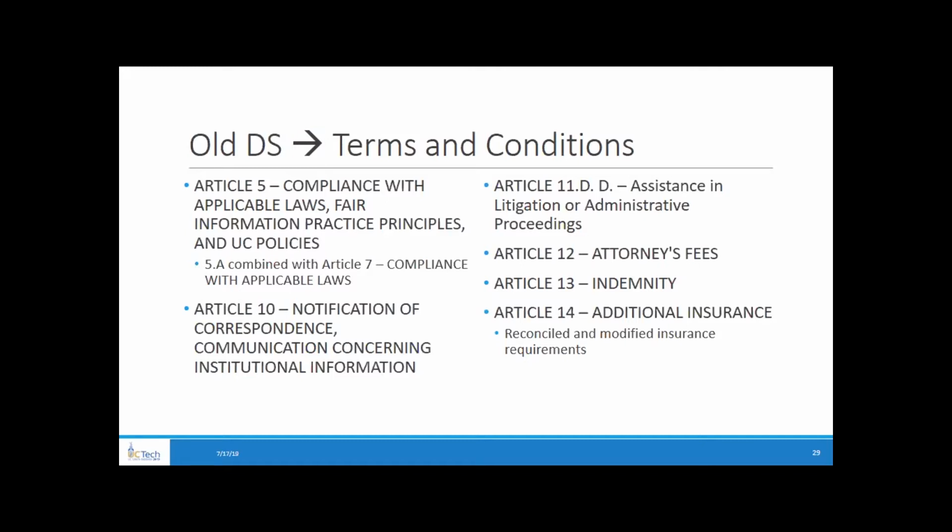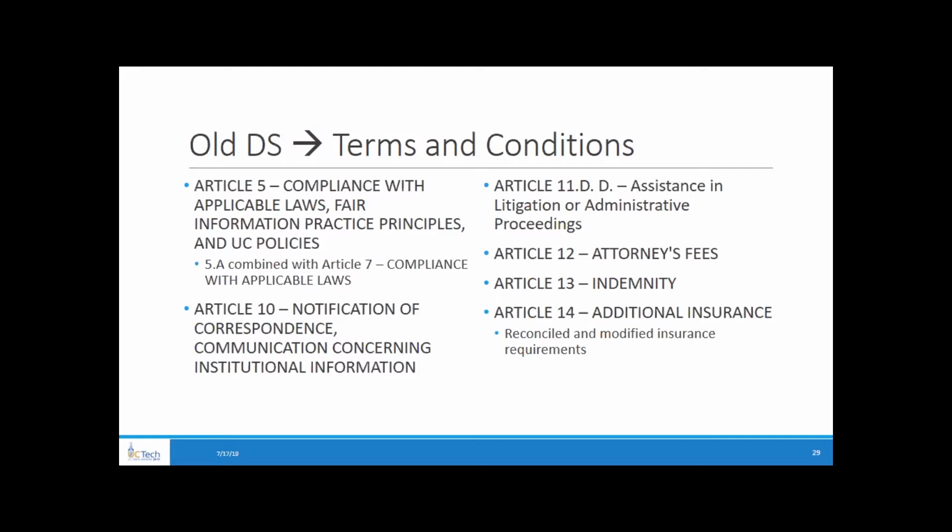We'll tag team it. So this is the part for those of you who know and love the old Appendix DS by heart: where did my favorite clause go? These are the ones we've been talking about where we're looking through it, rewriting, and realizing this is not really focused on security. This should go somewhere else. So the old Article 5, compliance with applicable laws, fair information practices, principles, and UC policies, has now been combined with Article 7. So that actually didn't leave. We did a mashup, but moved it to terms and conditions.